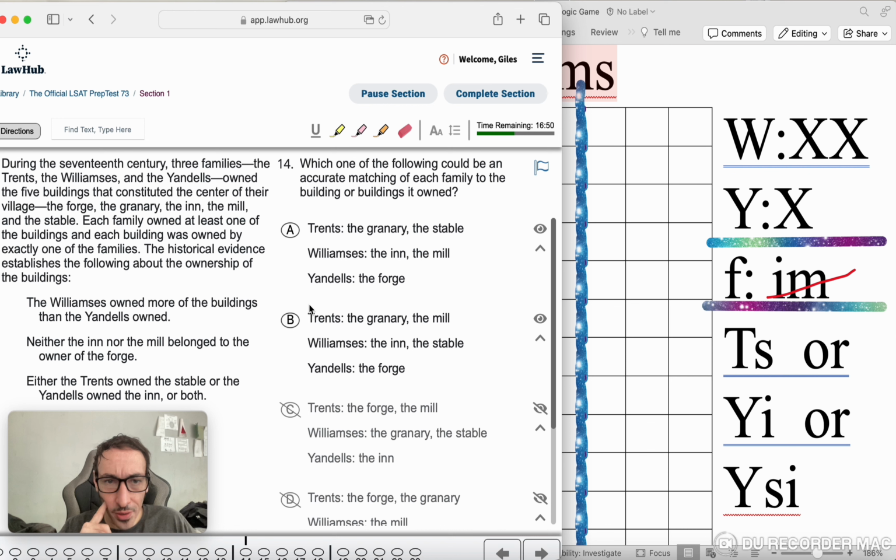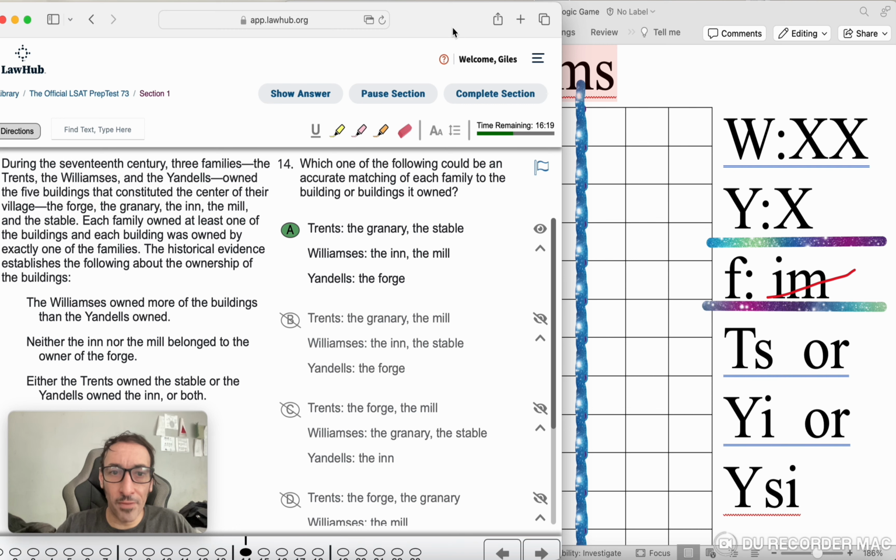With this right here, we're going to go ahead and read the last rule. Either T owns the S or Y owns the I or both. So meaning S is owned by T or I is owned by Y or both. So let's look for where S is owned by T. That works out here. S is not owned by T here, and I is not in Y. So process of elimination brought us down to choice A.